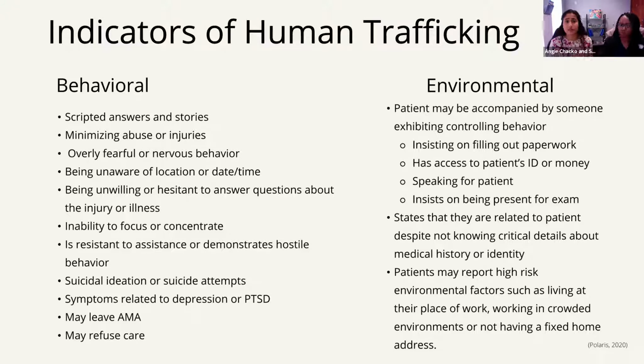They can be overly fearful, very vigilant, like I said earlier, unaware of location, date, time, because they don't really need to know that. They just know that they have to get out and work. They may be unwilling or hesitant to answer questions about injury or illnesses, or unable to focus or concentrate. They can demonstrate compliance if they're wanting help, if they know that they're safe to leave. If they don't feel that they're safe to leave, they can be very resistant to assistance. Like, no, just give me the medications and let me go. Or they can demonstrate hostile behavior because they don't want their safety to be put into jeopardy.